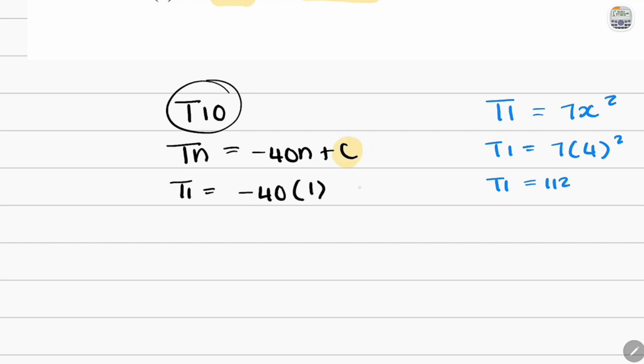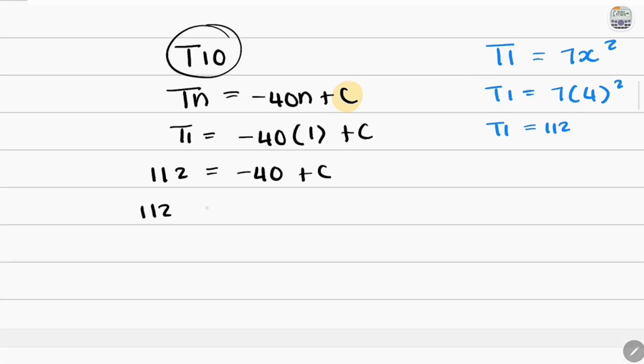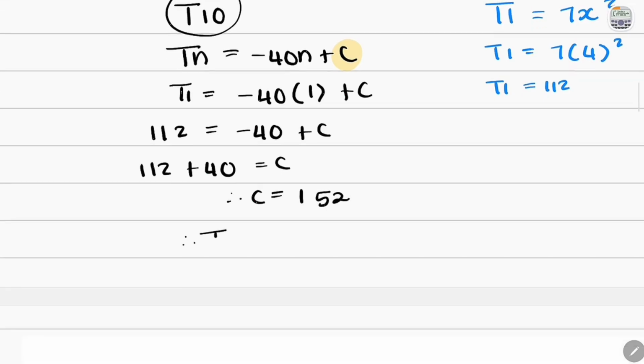And then in place of n, we substitute 1 and then plus c. And now term 1, we know that this is 112 is equal to, and that becomes minus 40 and then plus c. Then we can transpose. So this is 112 plus 40 equals c. Therefore, c is simply equal to 152. Okay, so our formula is Tn equals negative 40n plus 152.